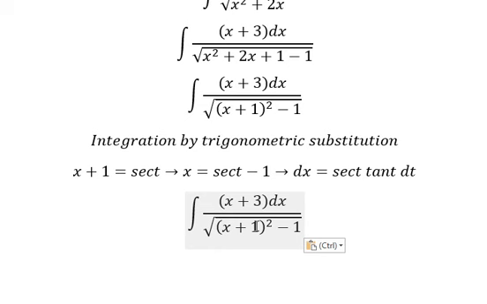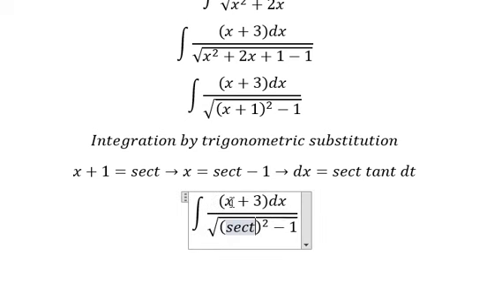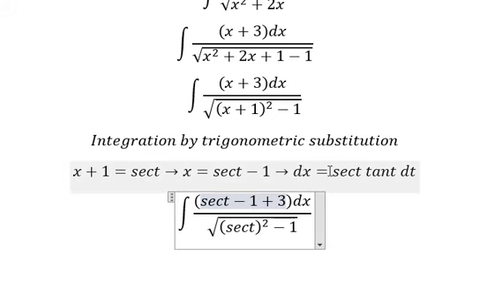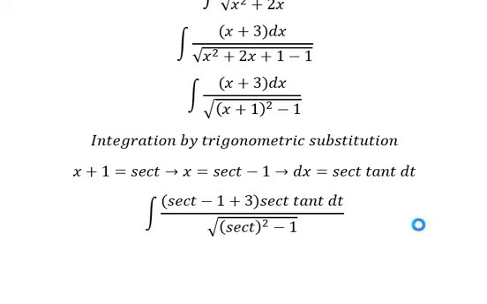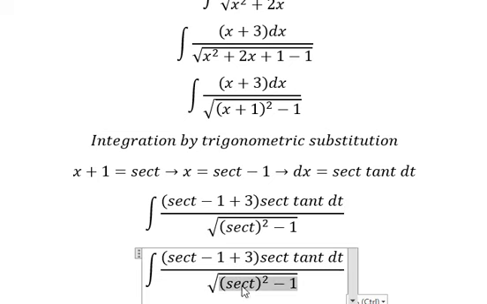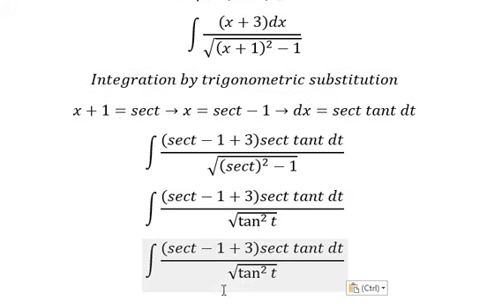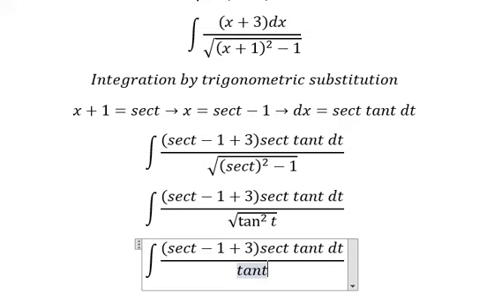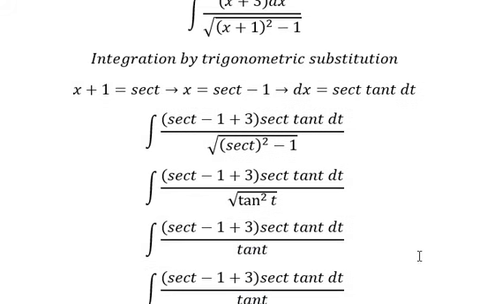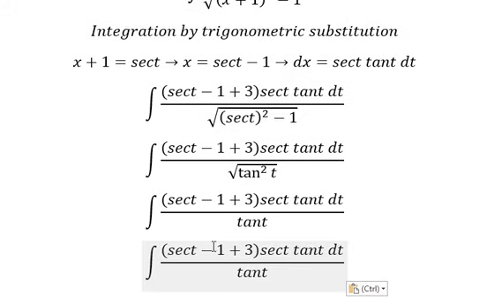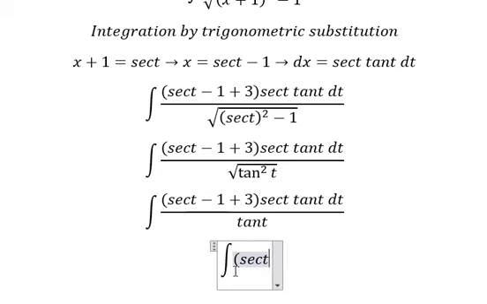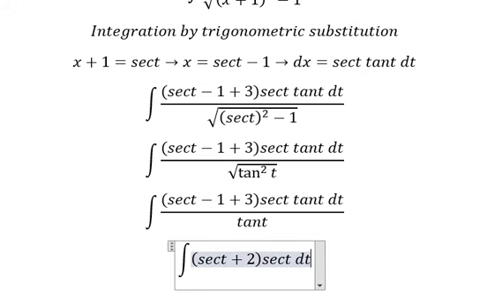So this one we go in here. This one we change for secant of t minus 1. The x we change for this one. This one we change for tan t squared. The square root of tan t squared we have tan t. Tan t divided by tan t. Negative number 1 plus 3. So we will have secant of t plus 2 secant of t dt.